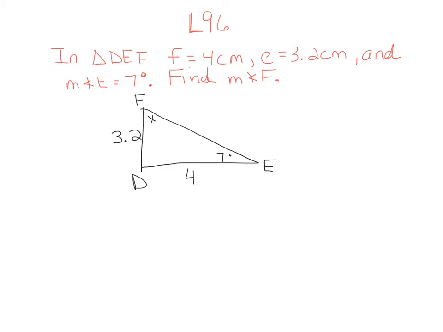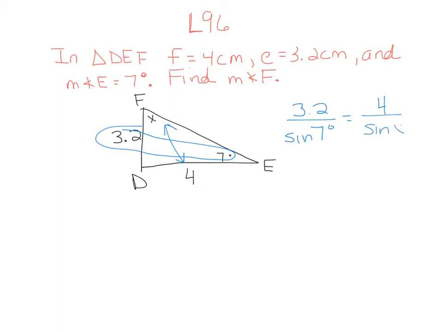I'm just going to put an x there. I could put an F there. So because we have that pair, we know we can use law of sines. So this is going to give me 3.2 over the sine of 7 equals 4 over the sine of x.